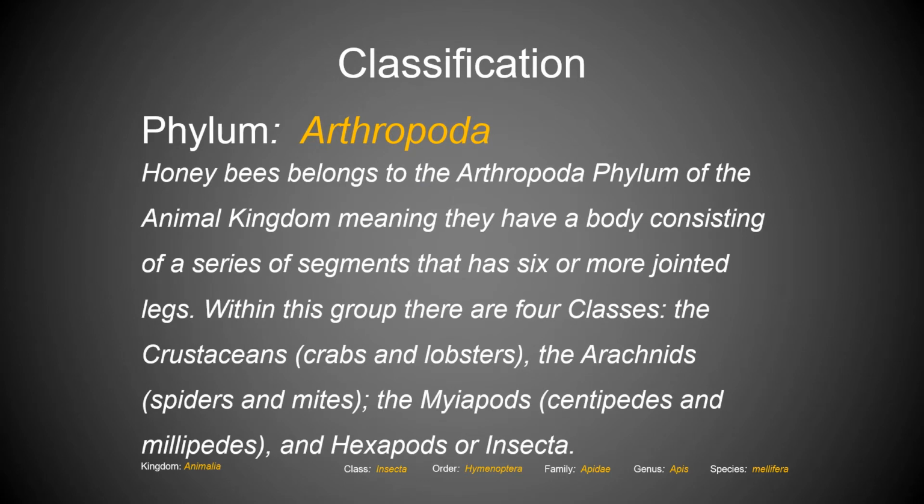Honeybees belong to the Arthropoda phylum of the animal kingdom, meaning they have a body consisting of a series of segments that has 6 or more jointed legs. Within this group, there are 4 classes: the crustaceans, crabs and lobsters; the arachnids, spiders and mites; the myriapods, centipedes and millipedes; and hexapods and insecta.